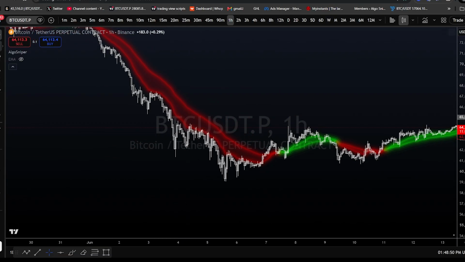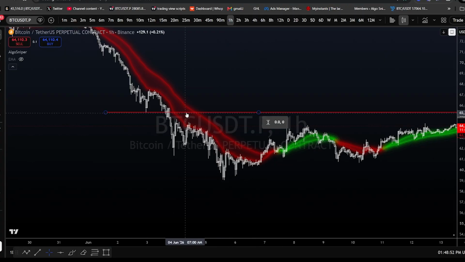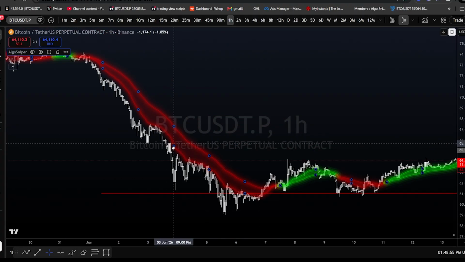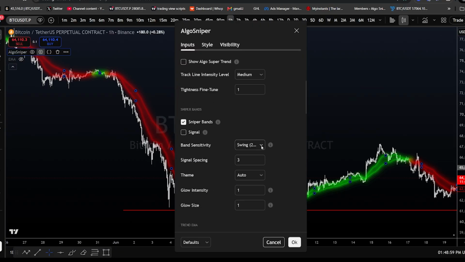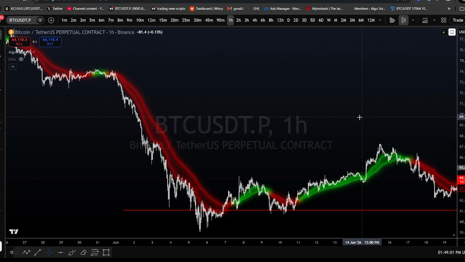See, a lot of people, they would have maybe longed here. They thought that was the bottom. They would have bought here thinking that's the bottom. You wait until the trend reverses. And this is with the swing, but we'll put it to balance so you can see it's a bit more aggressive.